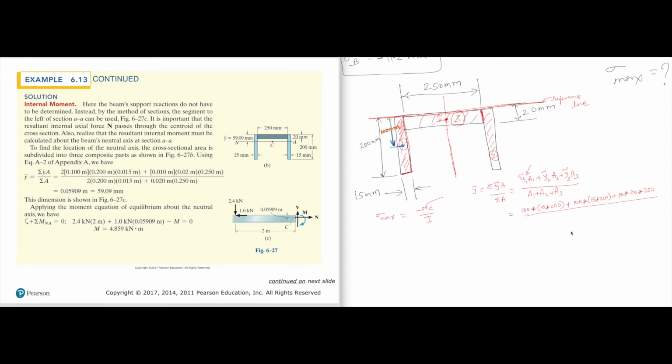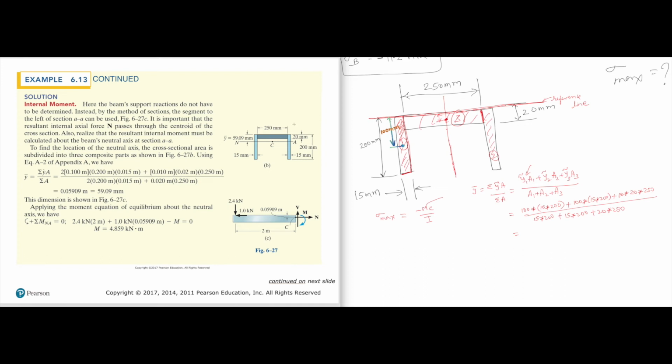What is area 1? 15 times 200. What is area 2? 15 times 200. What is area 3? 20 times 250. Do this in the calculator with me. I'm going to do it. You also do it with me.